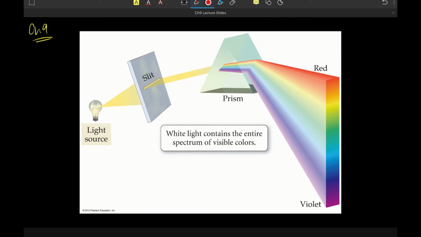All right, so first, again, we talk about light. Here in this figure from your book, we have a light source. This could be a light bulb or the sunlight. Then we focus it through a slit and diffract it through a prism, and we get this continuous spectrum, which your book talks about. It's continuous in that we see every single wavelength.